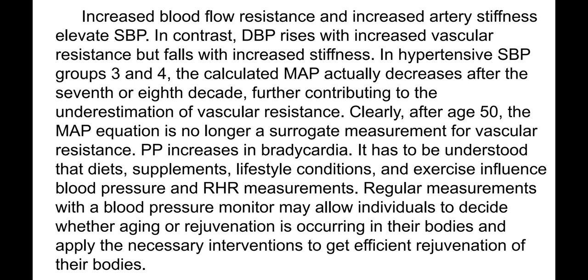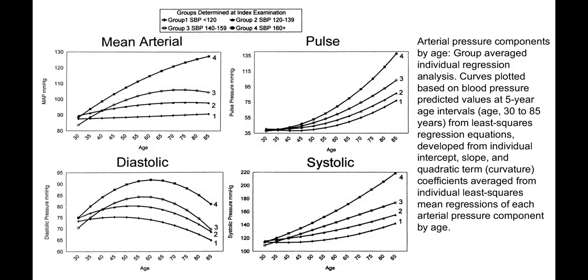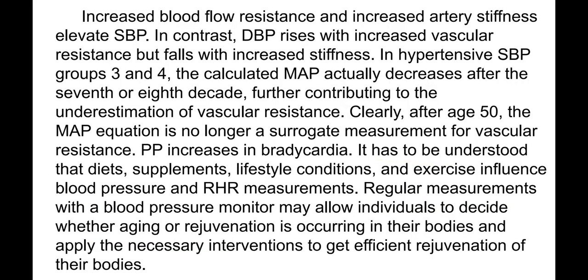So it's again, in the hypertensive group, the systolic blood pressure actually decreases after the 7th or 8th decades. Okay, let's go a little bit here. You see, systolic blood pressure has risen, but diastolic blood pressure starts to decrease after about 60 years old. It starts to decrease because of stiffness of the aorta.